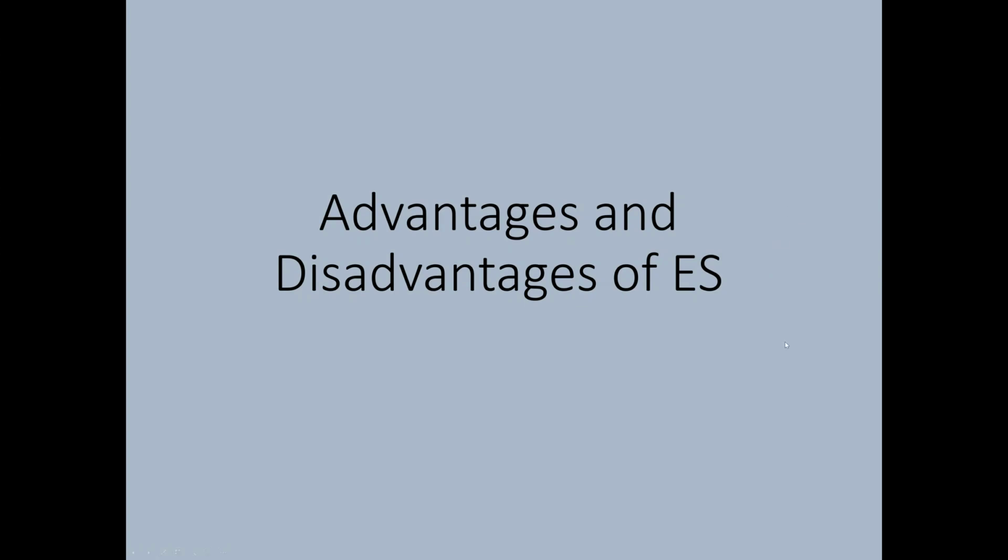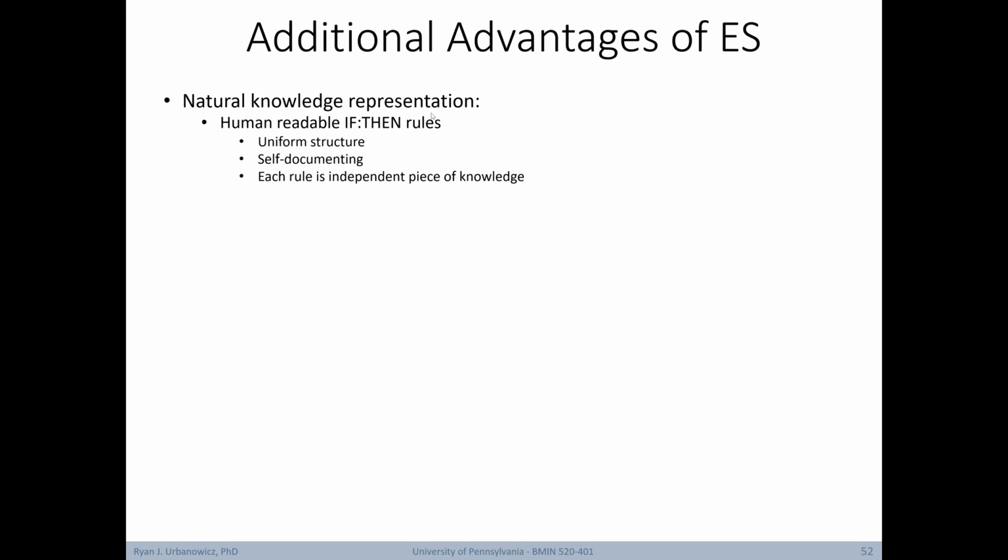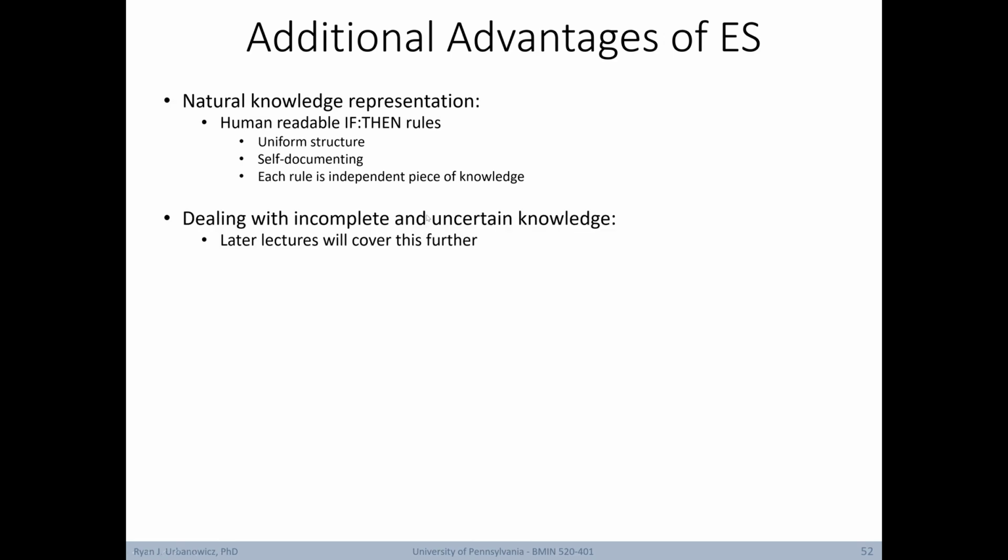First off, expert systems use a natural knowledge representation. In other words, you get human-readable if-then rules that make up the representation. They have a uniform structure. The system itself is basically self-documenting, and each rule is an independent piece of knowledge. You could think of this as a piecewise approach, putting together a much more sophisticated system piece by piece. Depending on the expert system you're using, they can deal with incomplete and uncertain knowledge. And of course, as mentioned, later lectures will cover this idea of uncertainty.